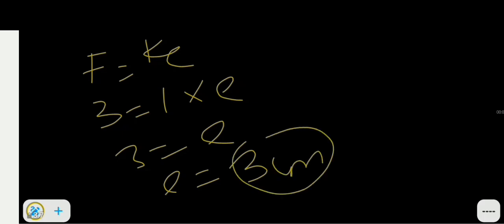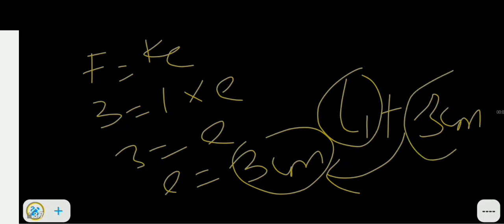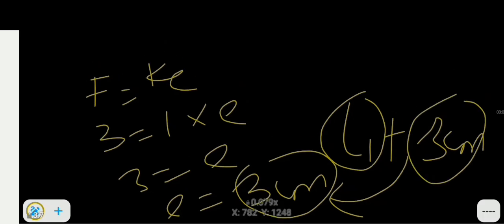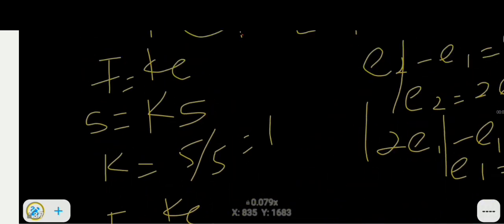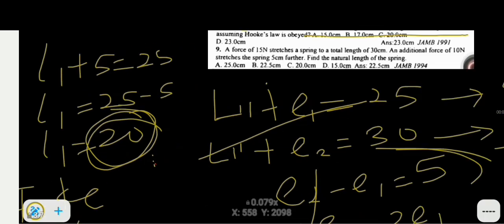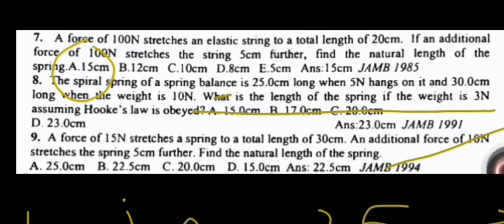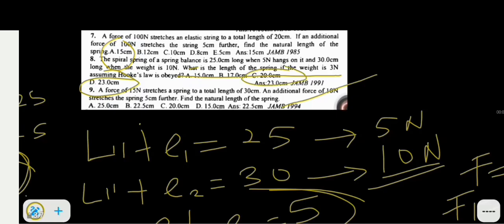But what is the original length of the material? We're going to find the whole length. So you have to do L1 plus this extension. Okay, 3 centimeter. So you need to add 3 to the value of L1. What is L1? We've done L1 here. You can see L1 is 20. So just add the extension caused by the 3 Newton force, which is 3. So 20 plus 3 will give you 23. So let's check the options. You can see the answer here, 23 Newton, which is the correct answer to the question.